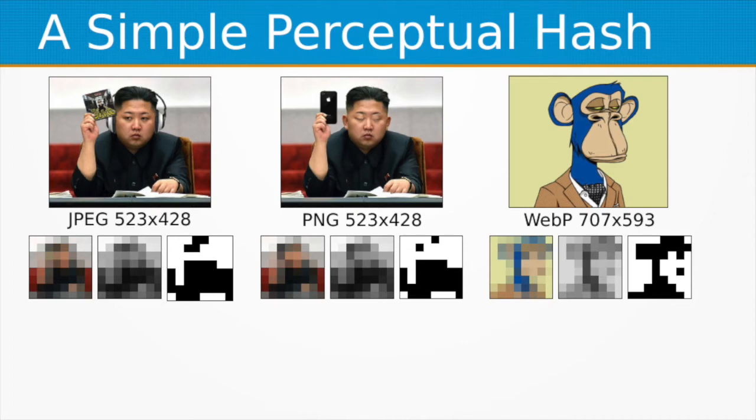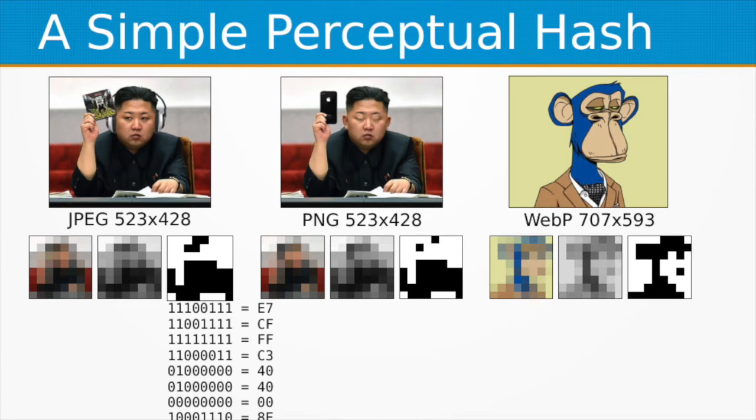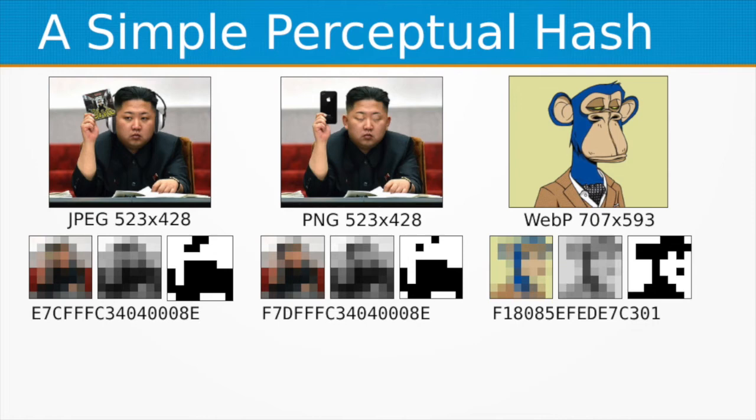We can directly convert each row into a bit sequence. For example, the first row is white, white, white, black, black, white, white, white. That translates to bits as 11100111, which is the byte value E7. We do this conversion to each of the 8 rows. This byte sequence is the perceptual hash of the image.